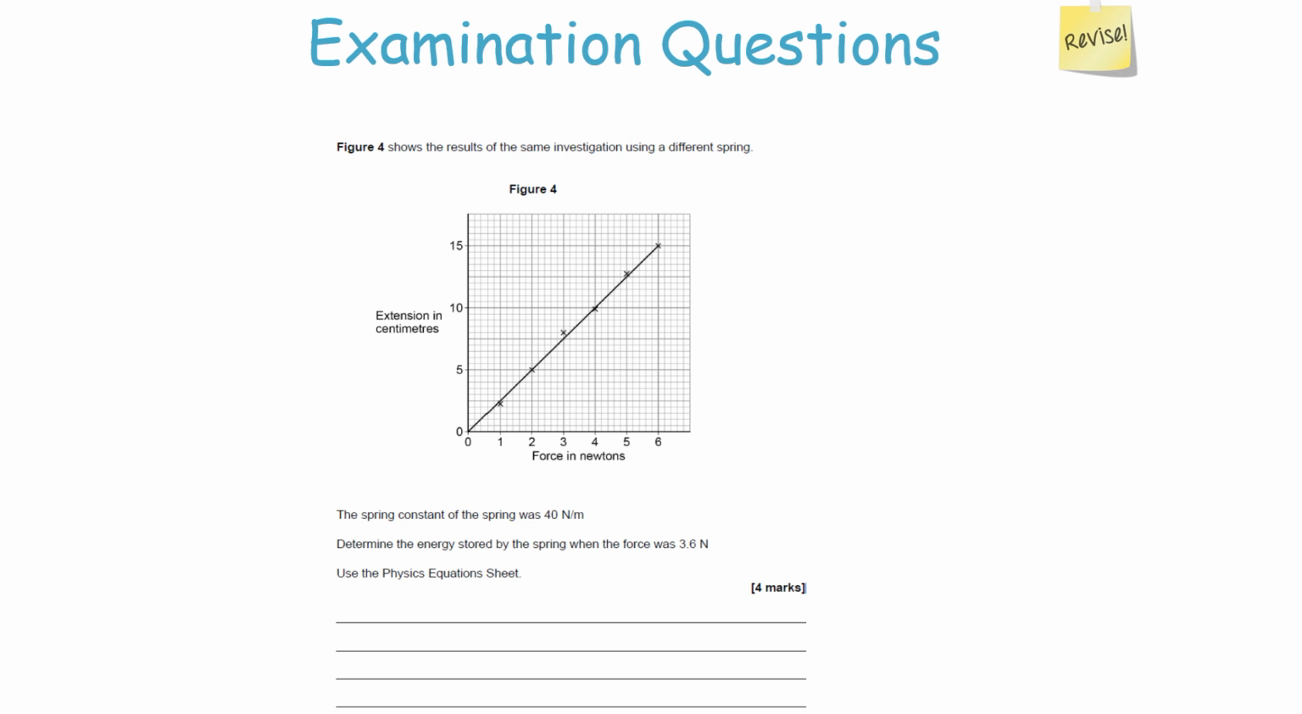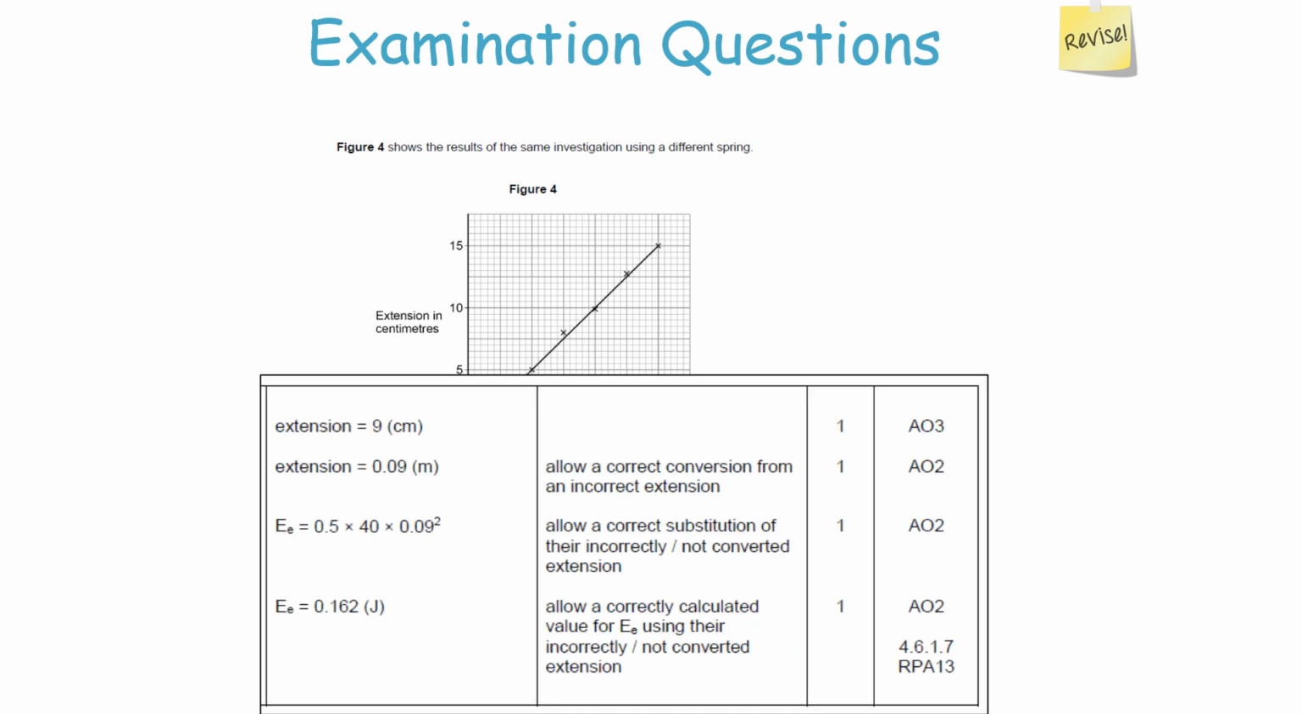So the first thing you need to do is you realize you've got the spring constant, 40, you've got the force, which is 3.6 newtons, but you don't have any extension. So you can work out what the extension is, because you go to 3.6 newtons on figure 4, you go up and you read along to see what the extension is. So you read it off to be 9 centimeters, but we don't work in centimeters in physics, we work in meters. So you've got to convert your 9 centimeters into 0.09 meters.